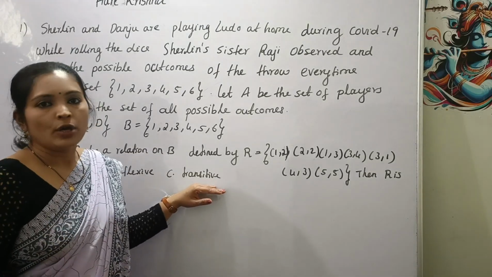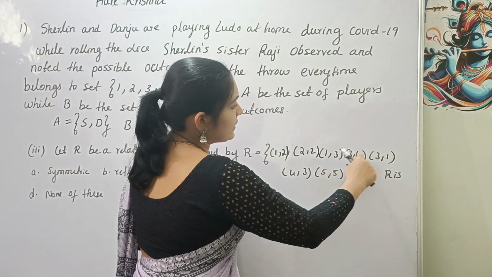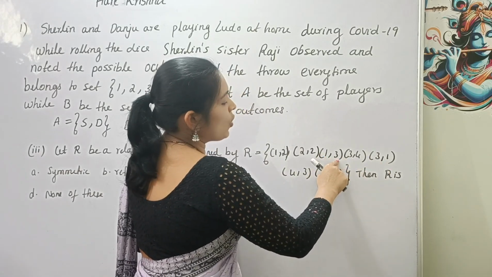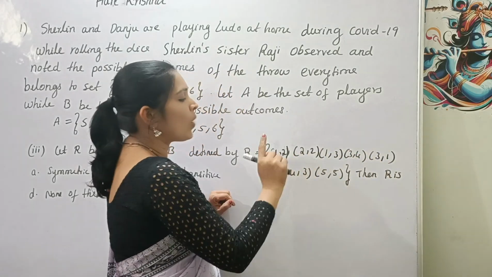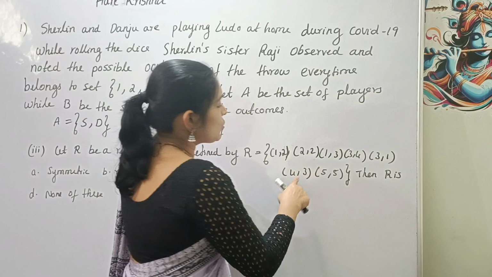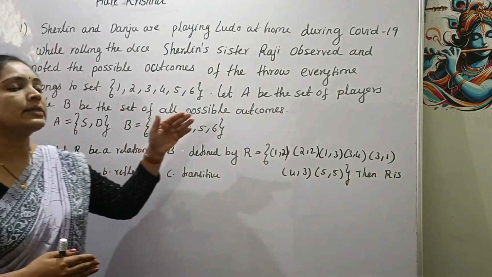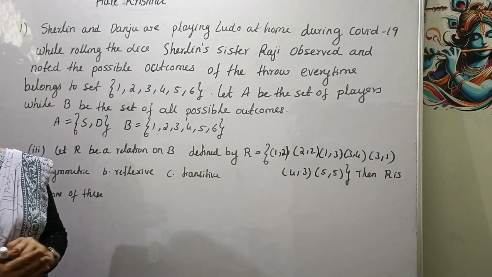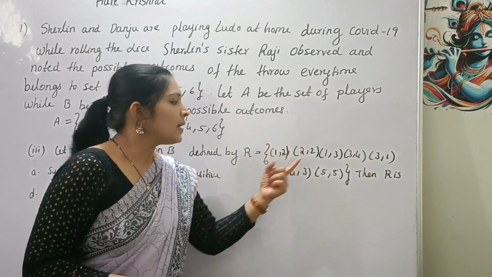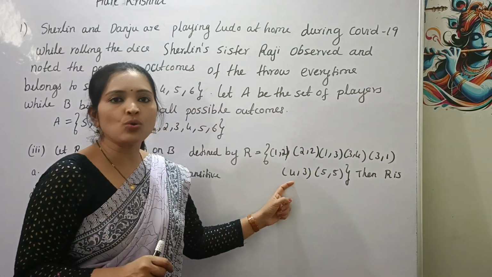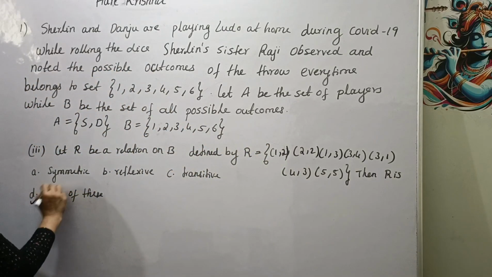Next, for transitive. For transitivity, we have to take two elements from the set. Okay, (1,3), then (3,1). So (1,3) belongs to R, (3,1) belongs to R. So (1,1) should be there, right? So (1,1) does not belong to R. Now from this one example, we can say this R is not transitive. Why? Because (1,3) and (3,1) belong to R, but (1,1) does not belong to R. Therefore, R is not transitive. So the answer is none of these.